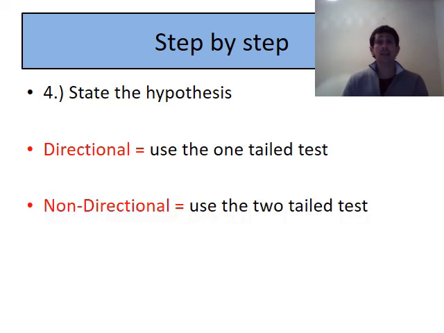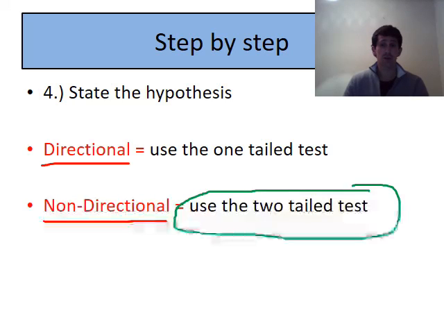So the next step, once we know our calculated value, is we look at the hypothesis. Remember, if it's a directional hypothesis, we use a one-tailed test. If it's non-directional, we use a two-tailed test. And in our case, we had a non-directional hypothesis. So we're going to be using a two-tailed test in a minute.